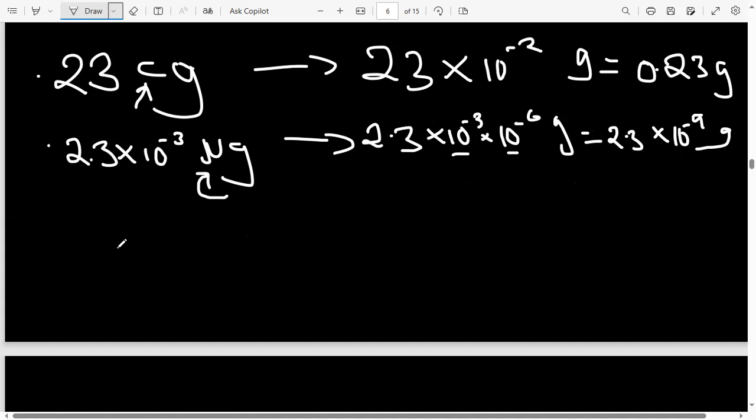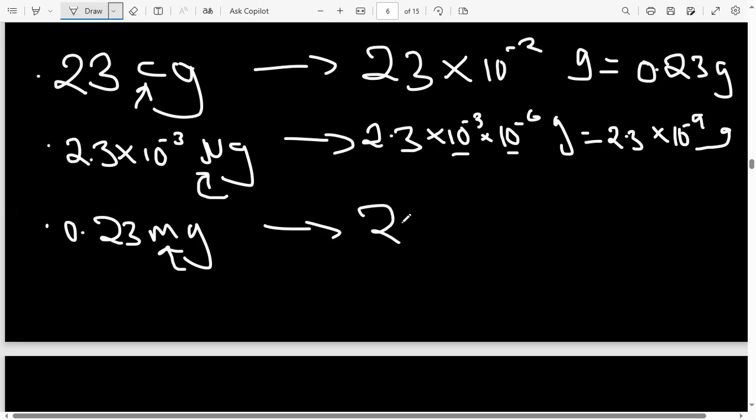And then from here, let's convert the other one. The other one was 0.23 milligrams. Very easy to convert. We're just going to attack this milli. We know that milli is just 10 to the power minus 3. So familiarize yourself with the metric system. So this would be 23 multiplied by 10 to the power minus 3 grams.